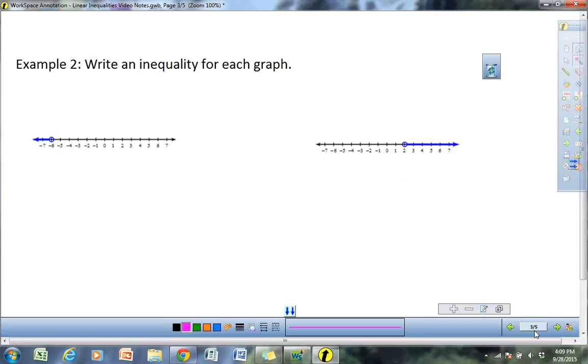Alright, now we want to write an inequality for each graph. So the first thing I have to find is where my value is, right there at -6. So I have -6, and I have all the values to the left. These are all values smaller than -6. So x is less than -6. I have less than because I have an open circle, so I don't have or equal to. Over here, I'm looking at 2, and all the values that are larger than 2, so x is greater than 2.